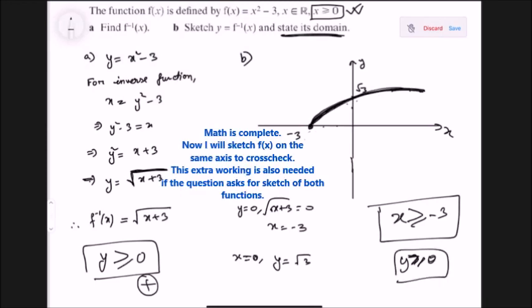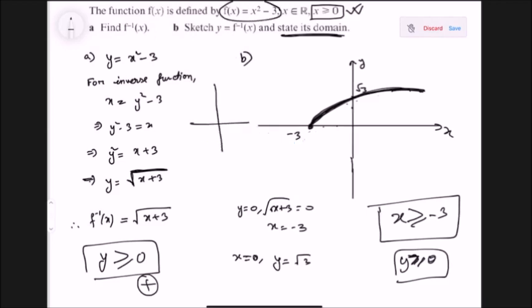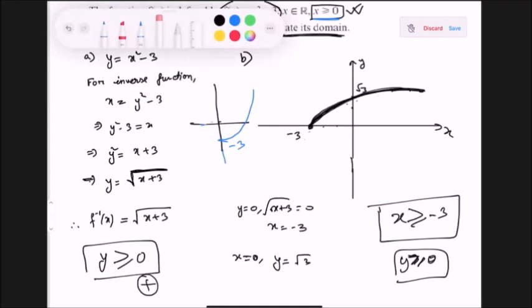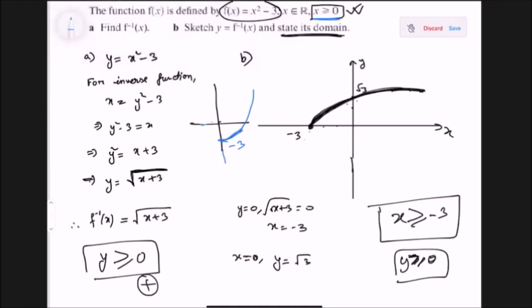And you can even cross-check this whole thing by sketching your original f of x equation. So f of x here is basically a quadratic graph, and minus 3 means it will be 3 units downward, right? So minus 1, minus 3, and x was greater than 0, so it means we have to discard the negative x portion, which is at the left side of the y-axis. So this is the final portion that we need.